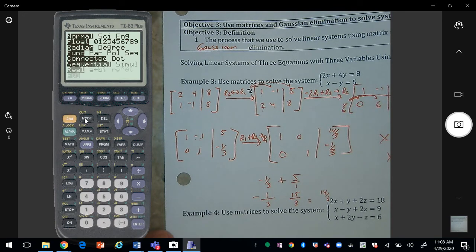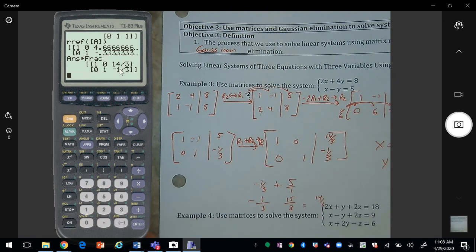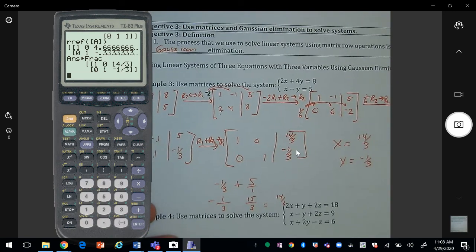Okay, so I'm going to go second quit. Second matrix, I'm going to use math. Go all the way down to letter B. Call the matrix. Enter. And so we get some decimals here, which is okay. If you don't want the decimals, then we can say go to math, and you see number 1, we can press enter, and it will change it to fractions. So we have 14/3 and 1/3, which is what we got here.